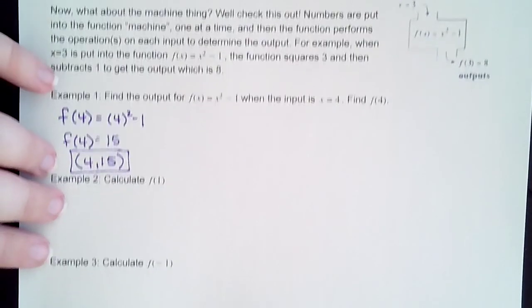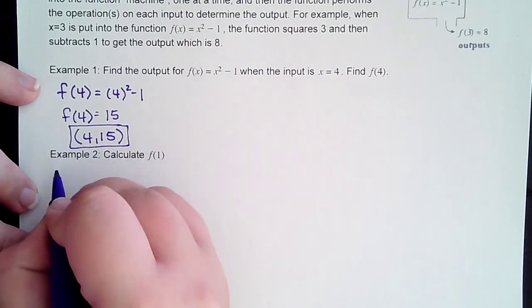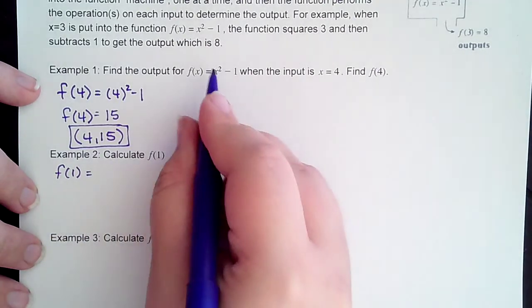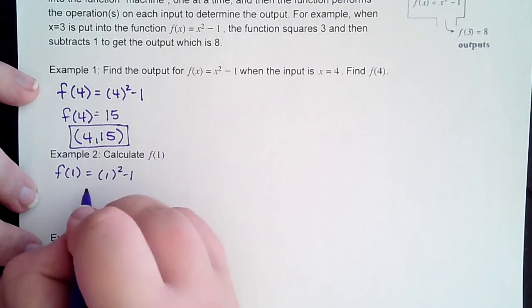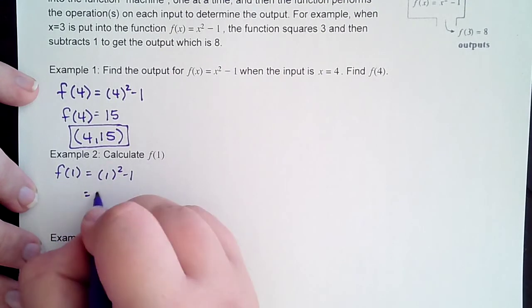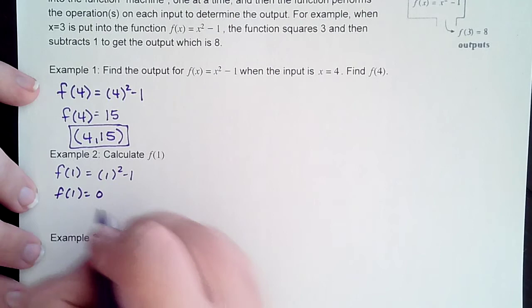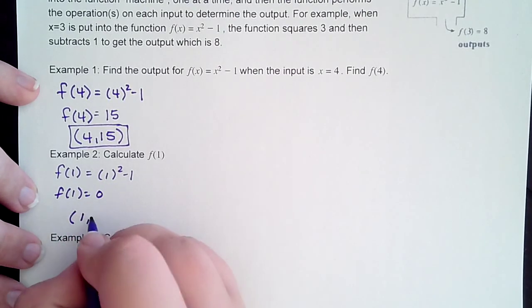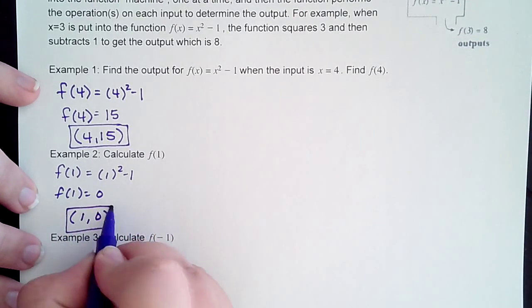All right, let's see another one. Calculate f of 1. Meaning, when I say that x is equal to 1, and when I plug in 1 for x, 1 squared minus 1, I solve, 1 squared minus 1 is 0. So f of 1 is 0. My input to the function machine was 1. My output was 0. Just like that.